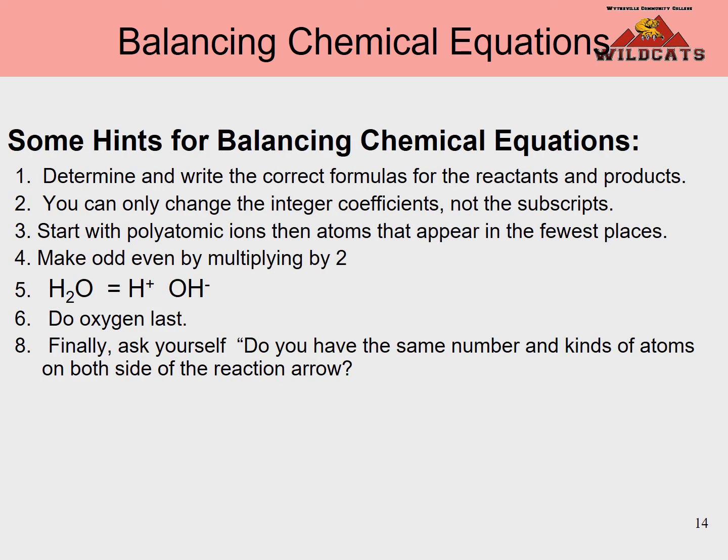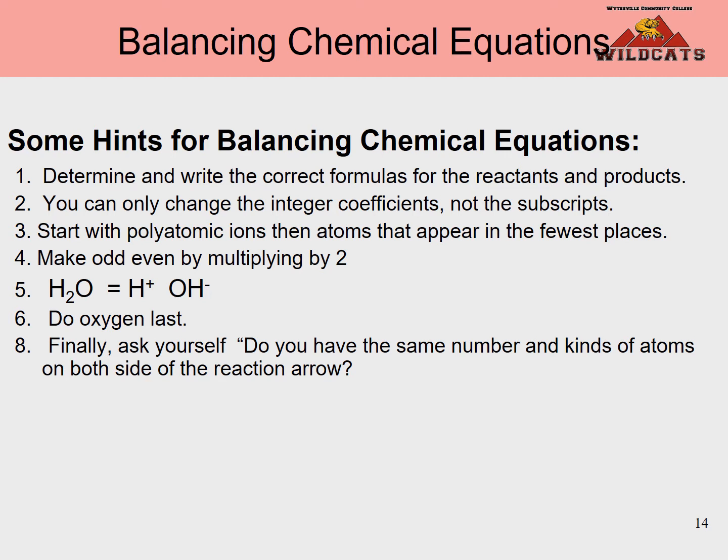So some hints for balancing chemical equations: make sure to write the correct formulas for the reactants and products. Especially remember the diatomic elements. You can only change the coefficients, and they're whole number integers, not the subscripts. Some of the tricks that we're going to take a look at are to start with polyatomic ions, then atoms that appear in the fewest places, because then we can balance a couple of them at the same time, and you'll see what I mean when I show you a couple examples.